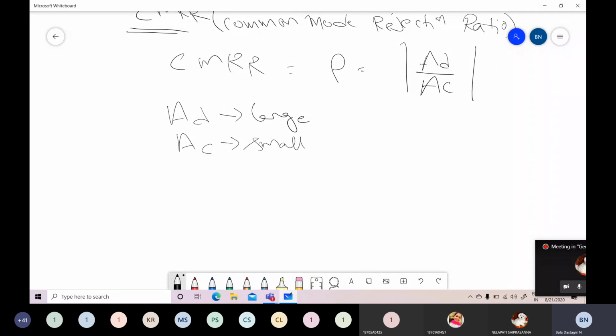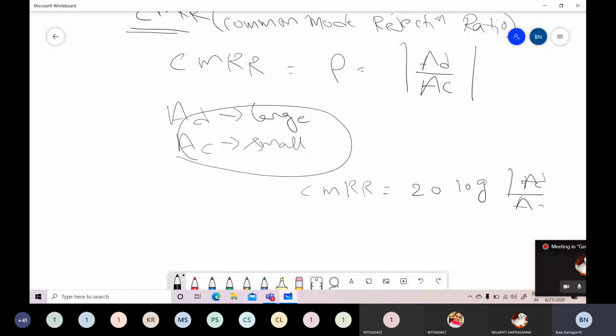Automatically, the CMRR will be very large. For a practical differential amplifier, AD is normally very large and AC is very small. That is, the common mode gain is very small and the differential gain is very large. Therefore CMRR will be very large for practical differential amplifier circuits. If CMRR is represented in terms of dB, CMRR equals 20 log AD by AC.